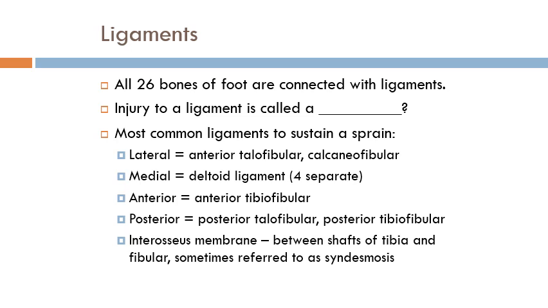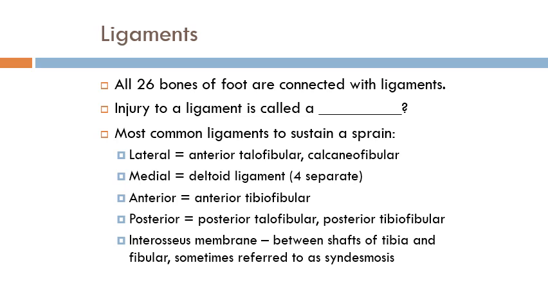So an injury to a ligament, because we're going to make some clinical connections here, because there's some relevance there, is called a what? A sprain. Okay, so the most common ligaments to sustain a sprain we have listed up here. On the lateral side, you have the anterior talofibular and calcaneofibular ligaments. On the medial side, you have the deltoid ligament, and it's actually a combination of 4 separate ligaments.